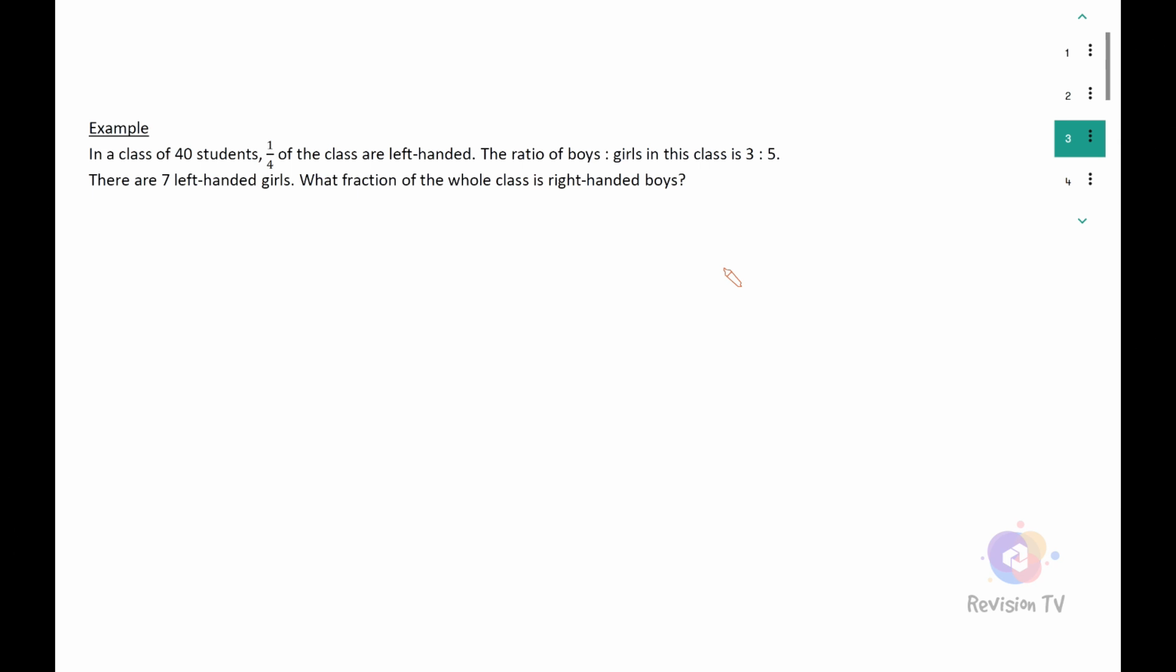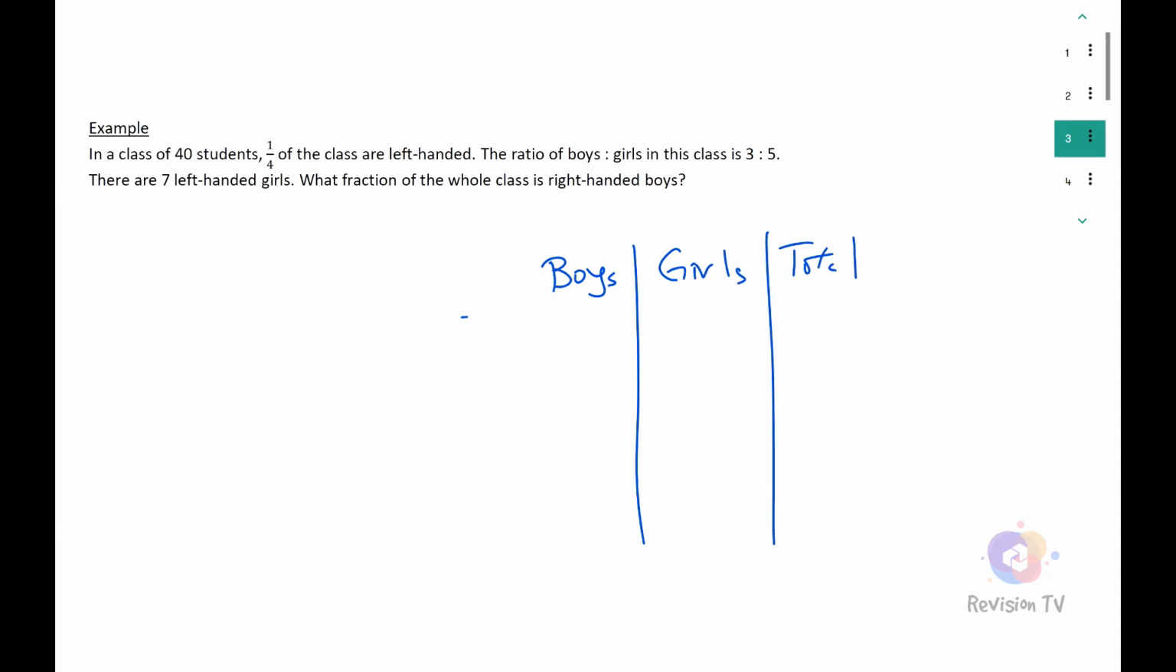Do you know what's the best way to present this kind of information? I'll give you time to think. Two-way table. 2 categories of information, 2-way tables. So we can set it up. To set up, we put 1 category on the row, so maybe boys here and girls here, and we also have total. And then on the other axis, we will put left-handed and right-handed and the total.